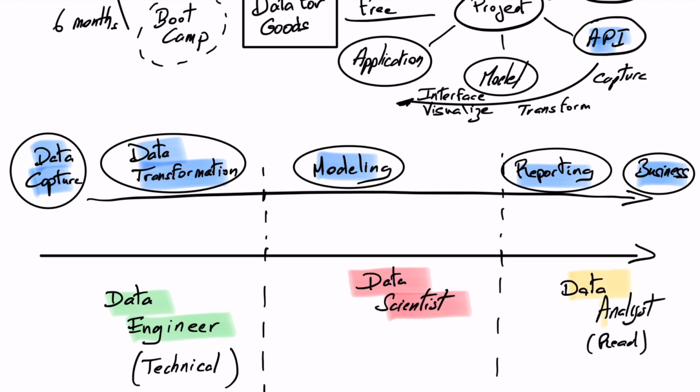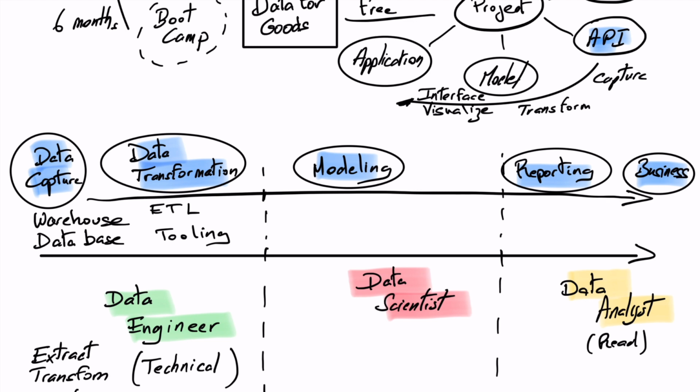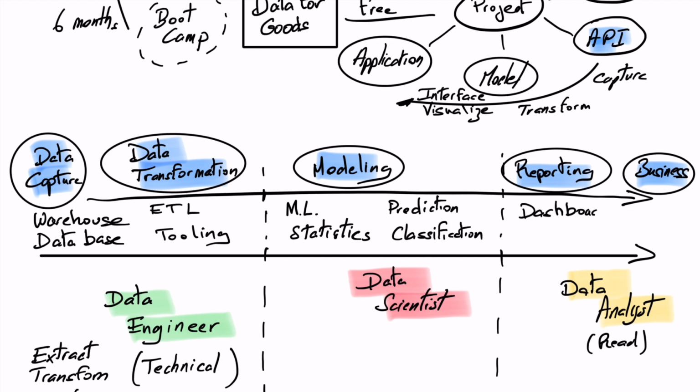The data engineer role is a technical profile, working with data sources like databases or warehouses, using ETL tools to extract, transform, and load. Data scientists define statistical models and machine learning models for classification. The data analyst is close to the business, creating dashboards and helping the decision.